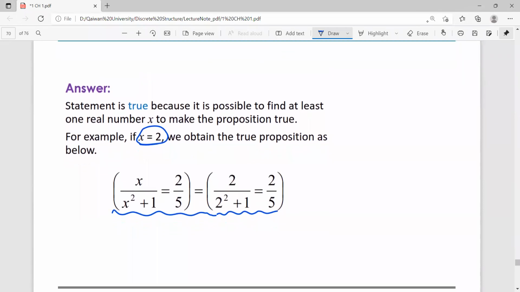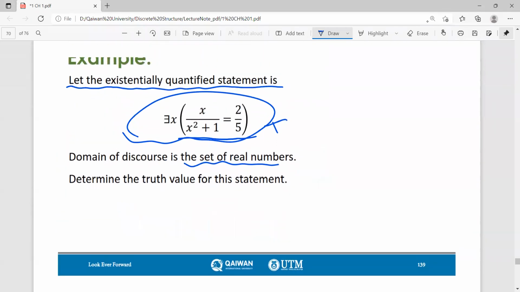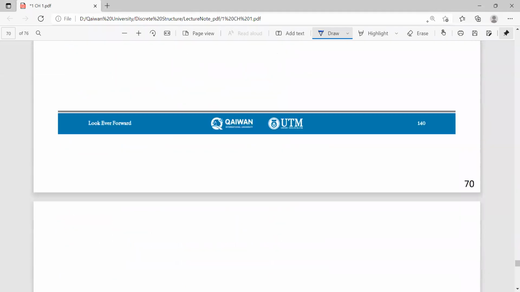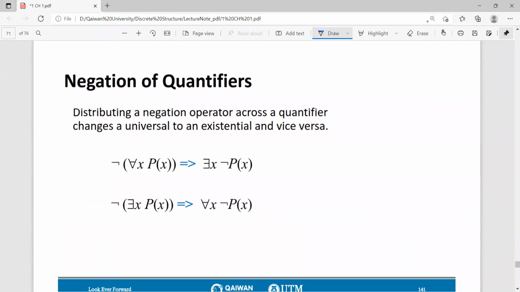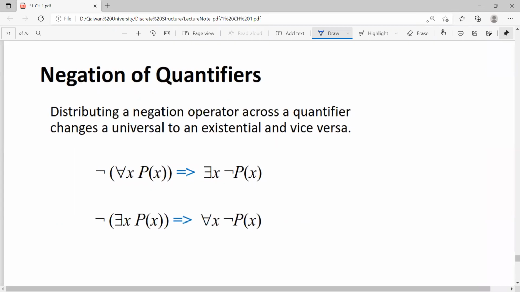So we talked about this example. It was about the existential quantifier. And now we have negation of quantifiers. We say the negation of universal is existential and vice versa. The negation of universal is existential, and also the negation of existential is universal.